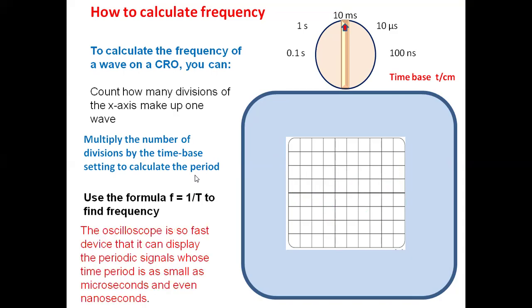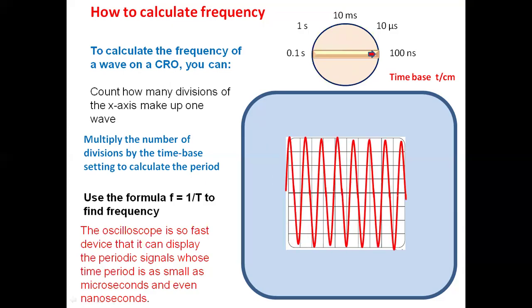And the oscilloscope is a very fast device. It can display a periodic signal whose time period is very small, in microseconds or even nanoseconds. So all can be found out. So this is the wave, and it is occupying... we don't know the exact boundary of one complete wave. So what do we do in that case?